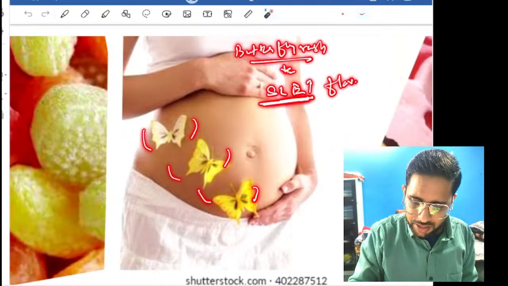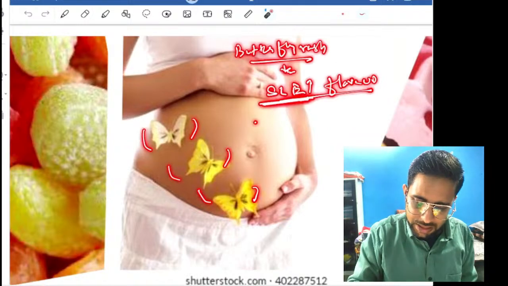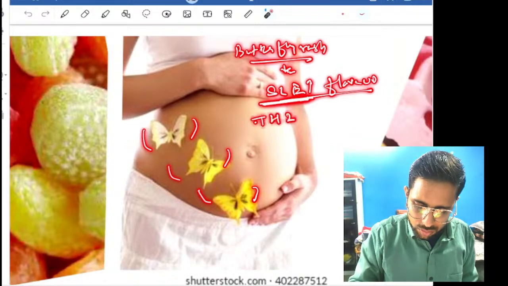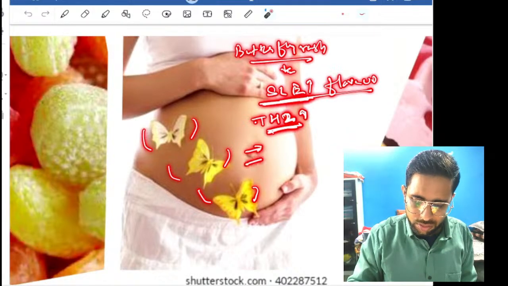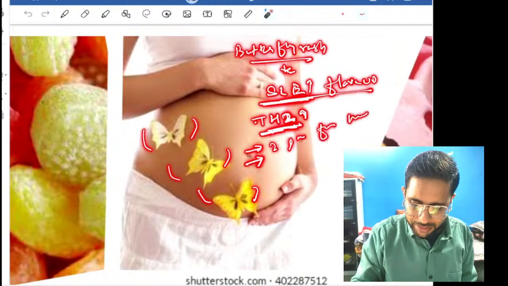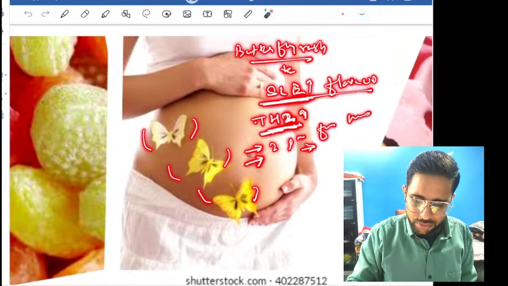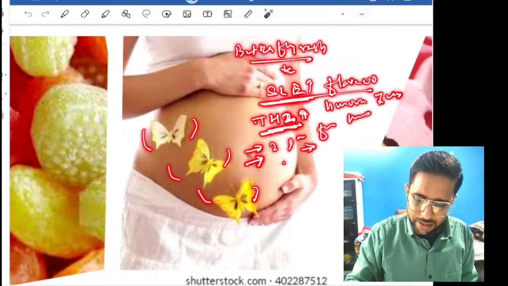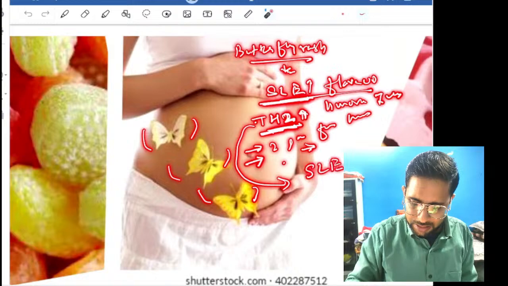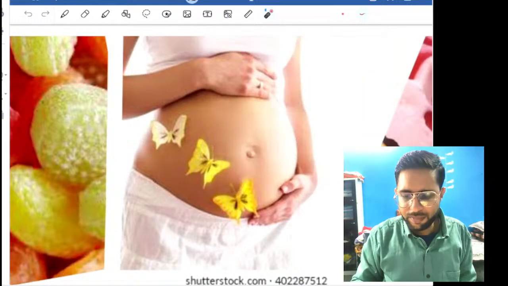SLE flares up in pregnancy because in pregnancy T helper 2 cell activity increases. How do we remember? Towards the pregnant woman the immunity increases, so many people come to help the pregnant woman. T helper 2 means two people come to help the pregnant woman for immunity. So T helper 2, that is humoral immunity, increases, and T helper 2 mediated disease like SLE also increases, meaning flare up.